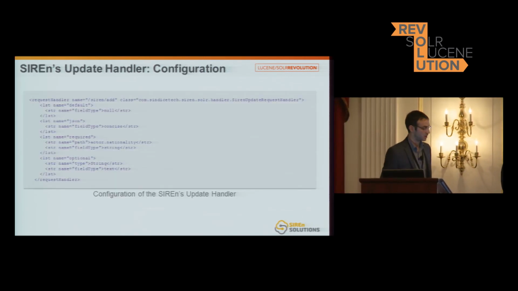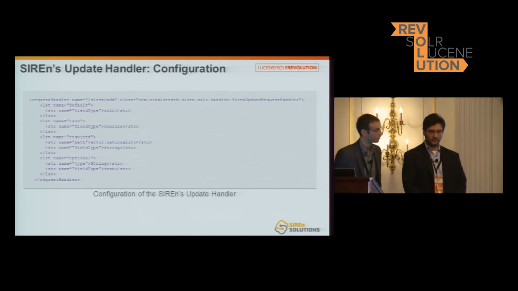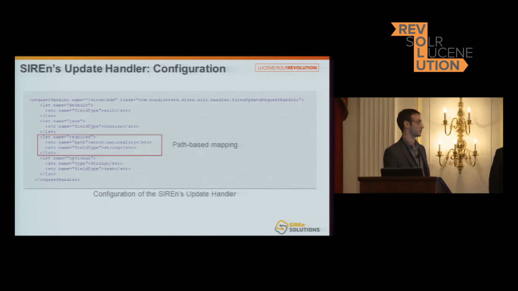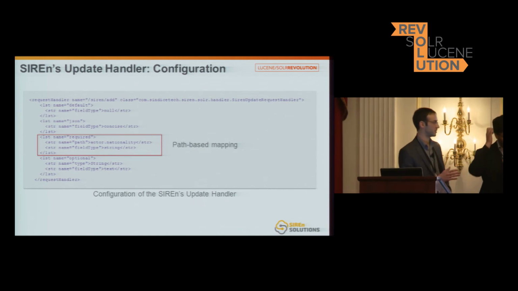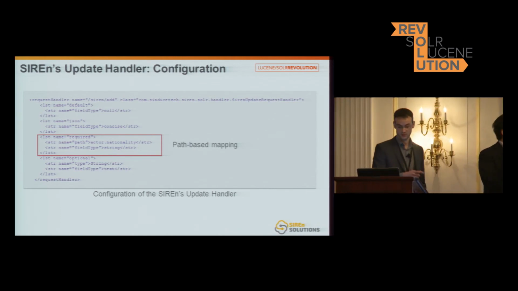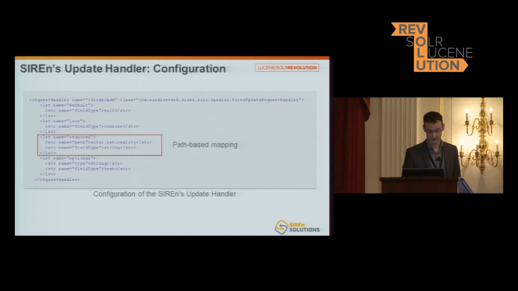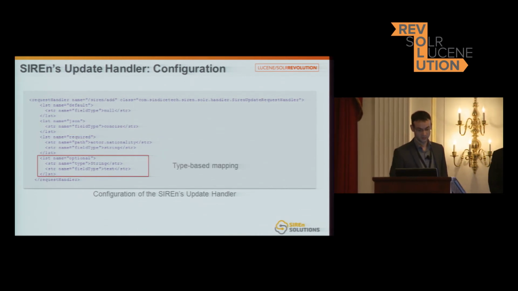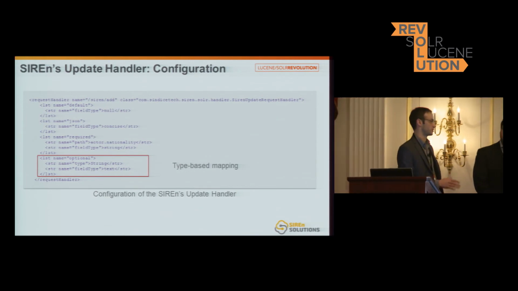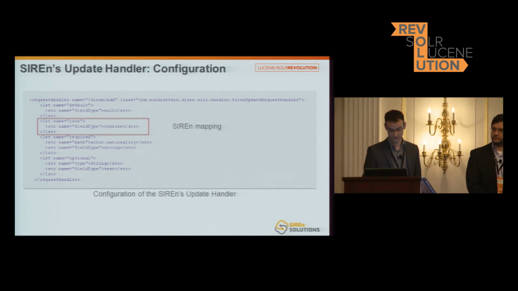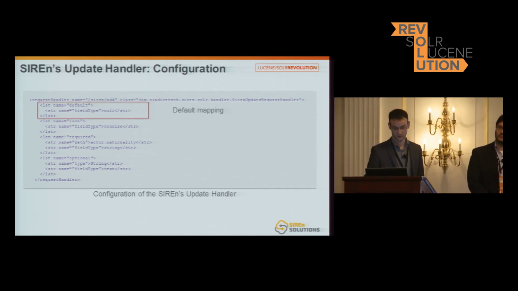So here, I just quickly give you an overview of the update handler. You configure it, and you can configure it based on path-based mapping. It tells you, okay, for this actor.nationality path, just use the field type string for indexing. Then you can have type-based mapping, so all the values of type string will use the field type text. And here is just the mapping for the SIREn field and the default mapping.